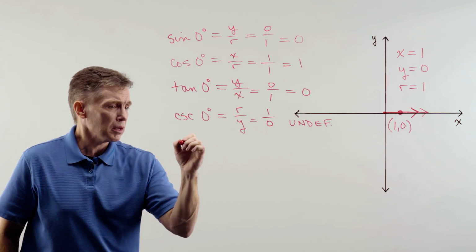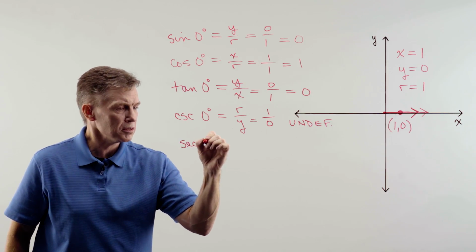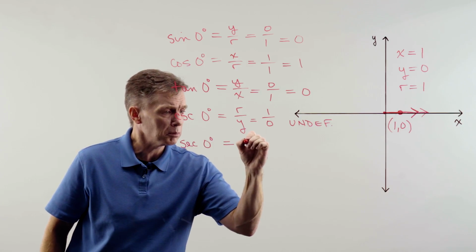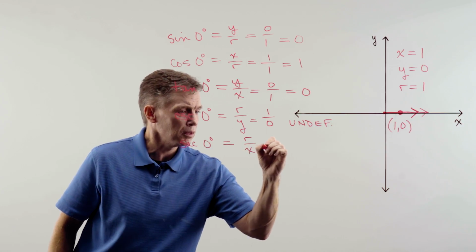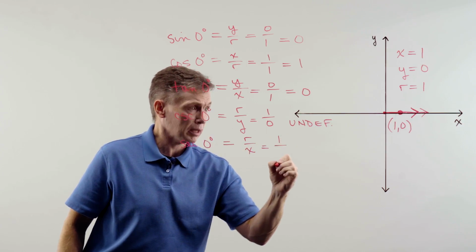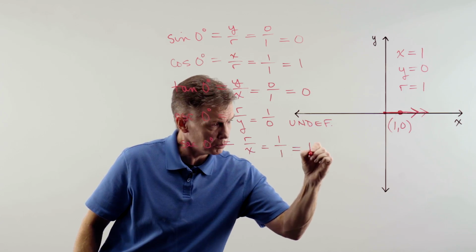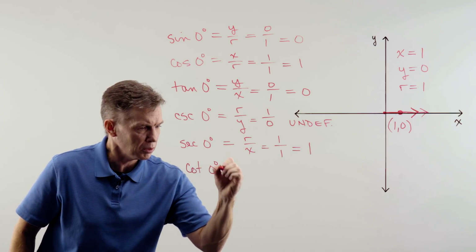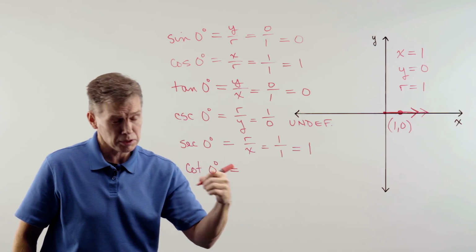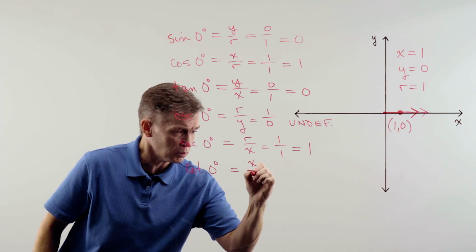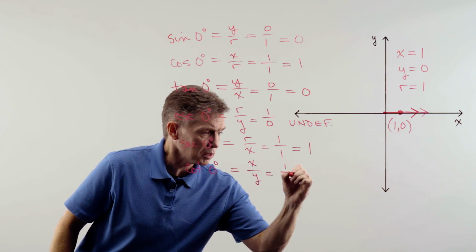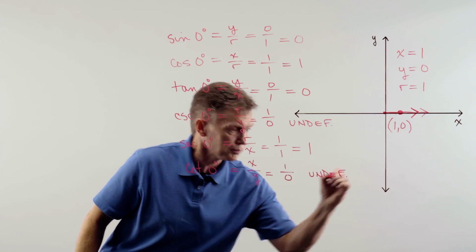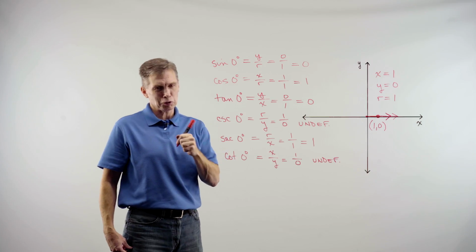Next maybe I would grab secant. We'll get secant of 0 degrees, but for whatever angle you're working with, it's going to be r over x. My r is 1, my x is 1, simplifies to 1. And finally, cotangent. We're getting cotangent of 0 degrees. Cotangent is always x over y. My x is 1, my y is 0, and we're getting another undefined. Hope that helped. Of course, try some on your own.